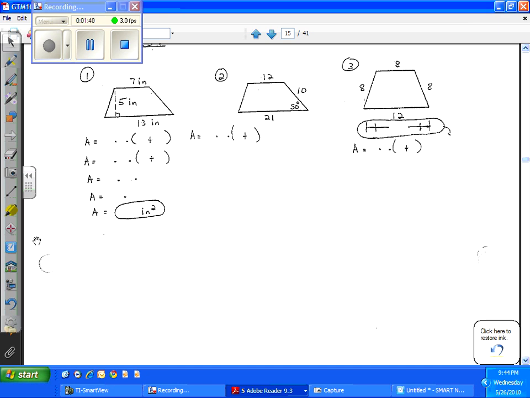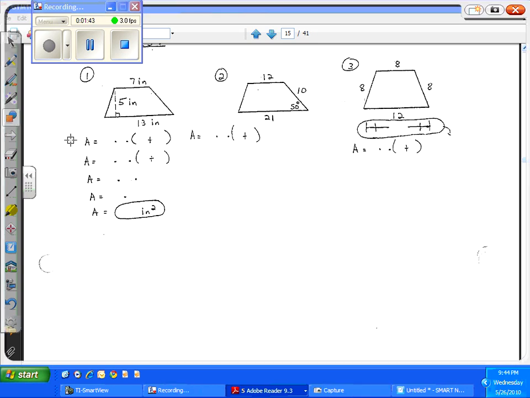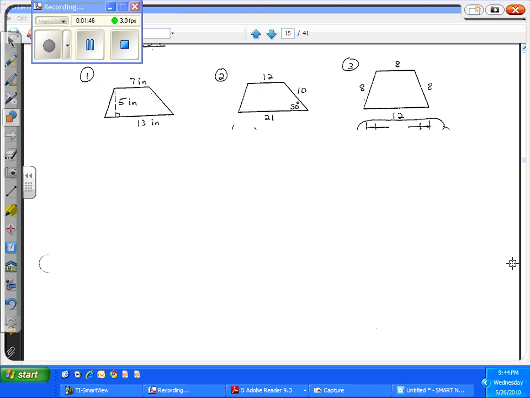Now I'm going to do the whiteout thing so we can concentrate on the work. Okay. The formula for area of a trapezoid is 1/2 the height times the sum of the bases, so we would write our formula down.